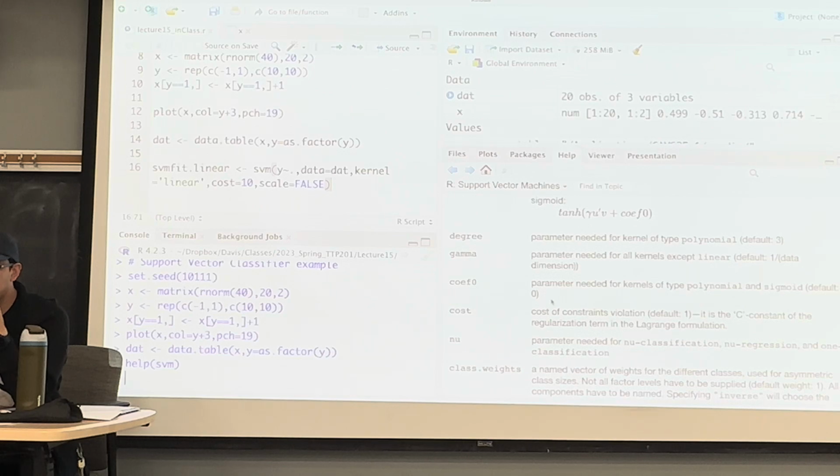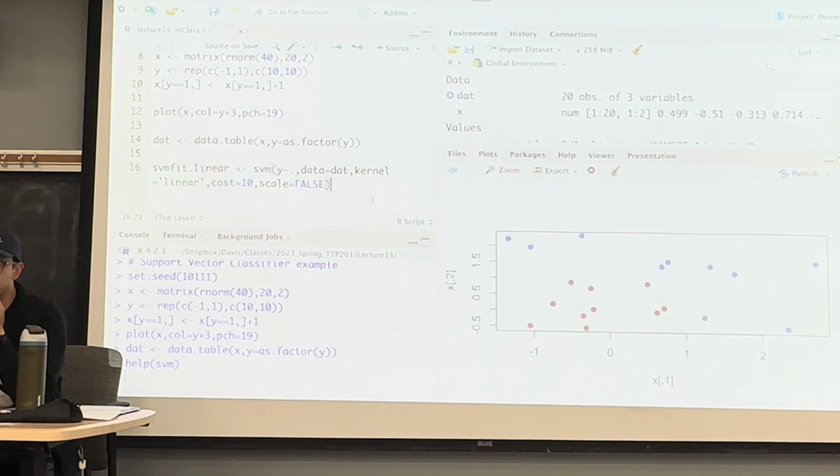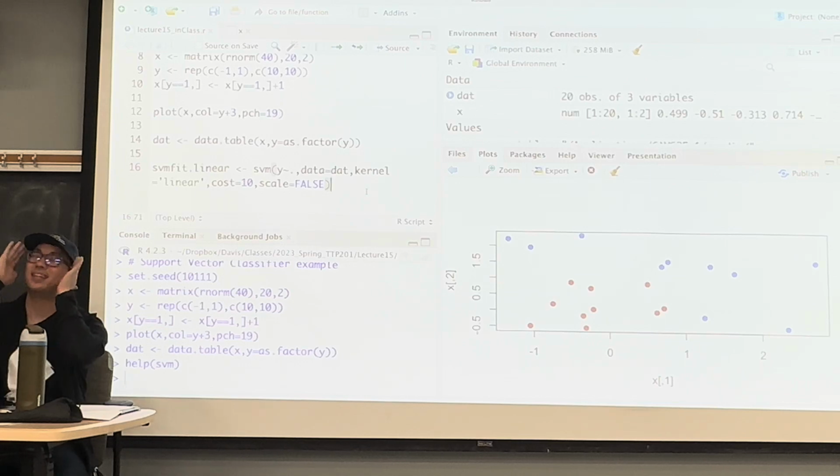Grab that really quick. Oh yeah, sorry. The cost is C. This is the number of violations that you are allowed to have. Okay. Or sorry, it would be our epsilon. No, that's right. It is the C. The C is the total budget. The epsilon is the actual number of violations.